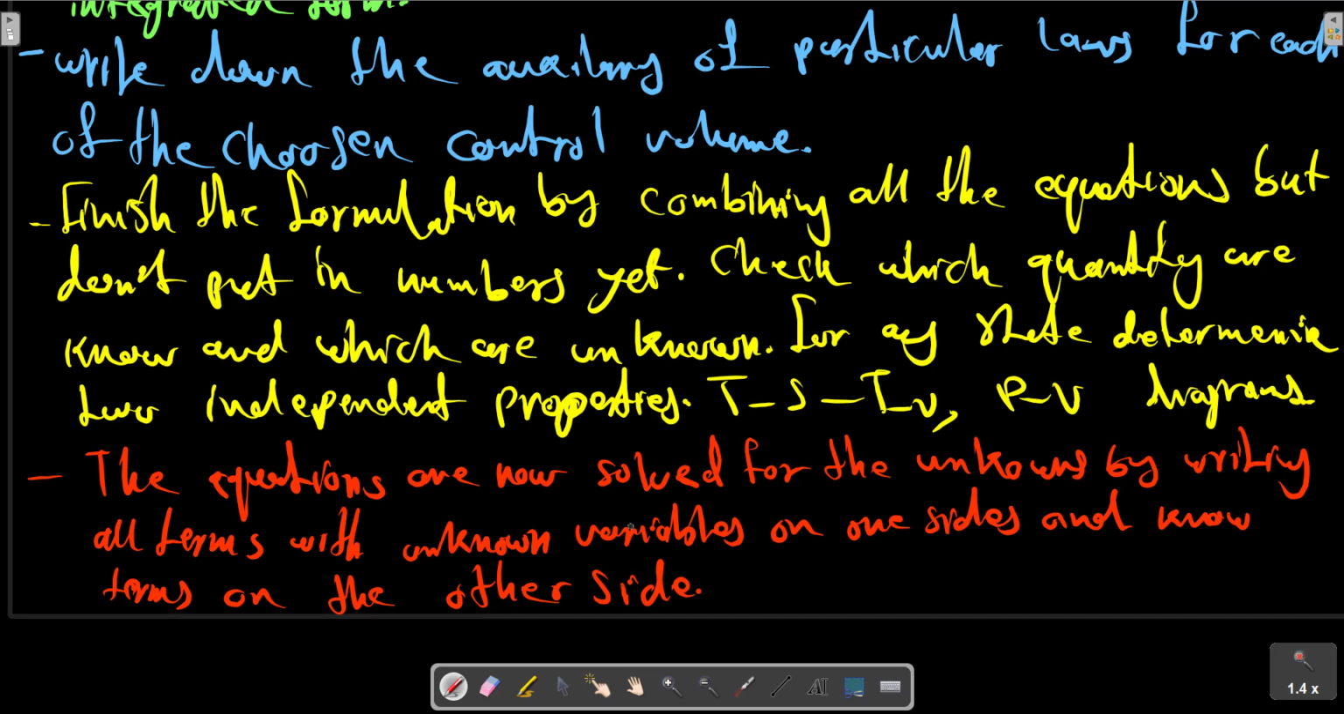As you find the numerical values for different quantities, make sure they make sense and are within reasonable ranges.